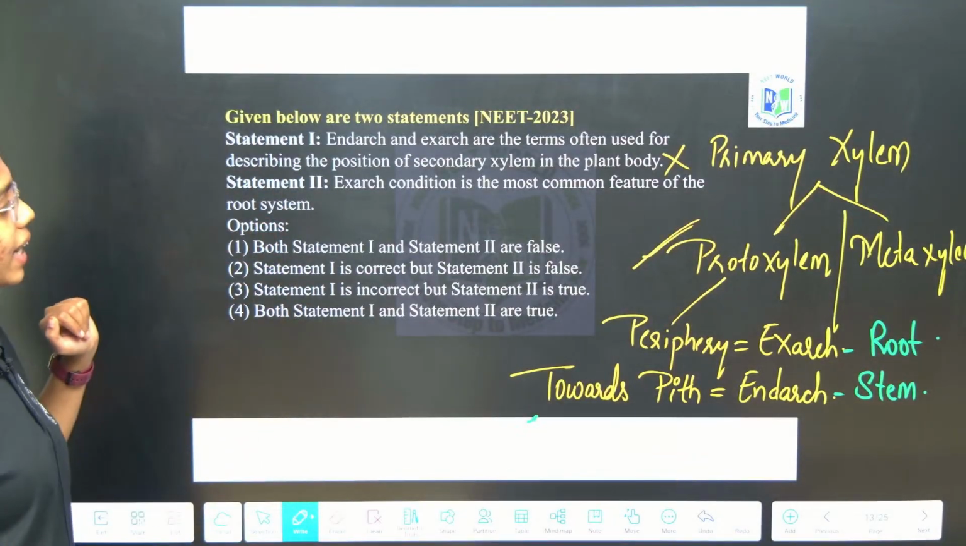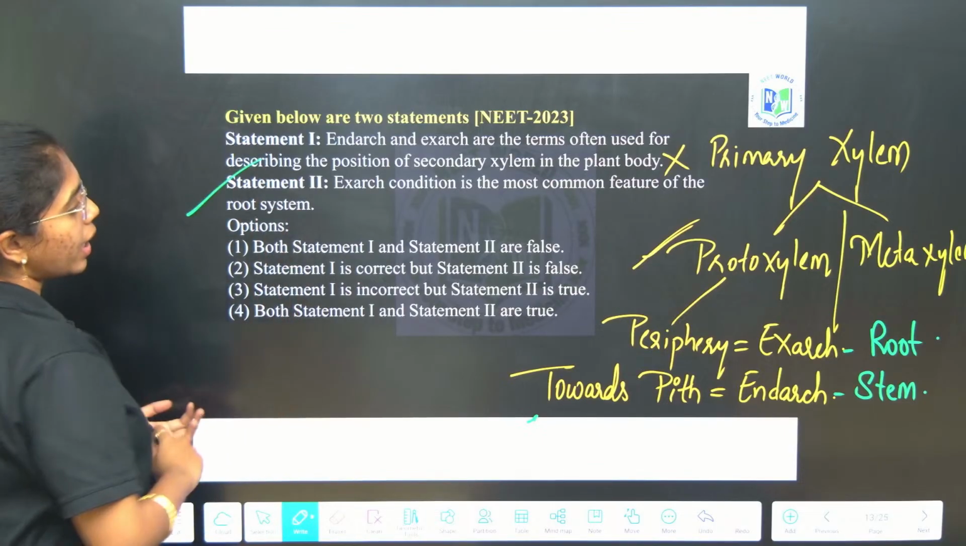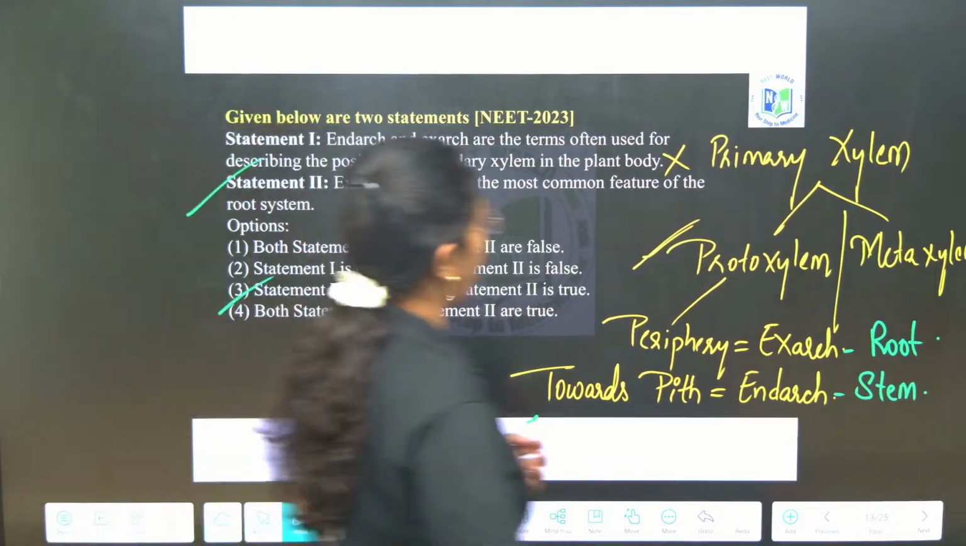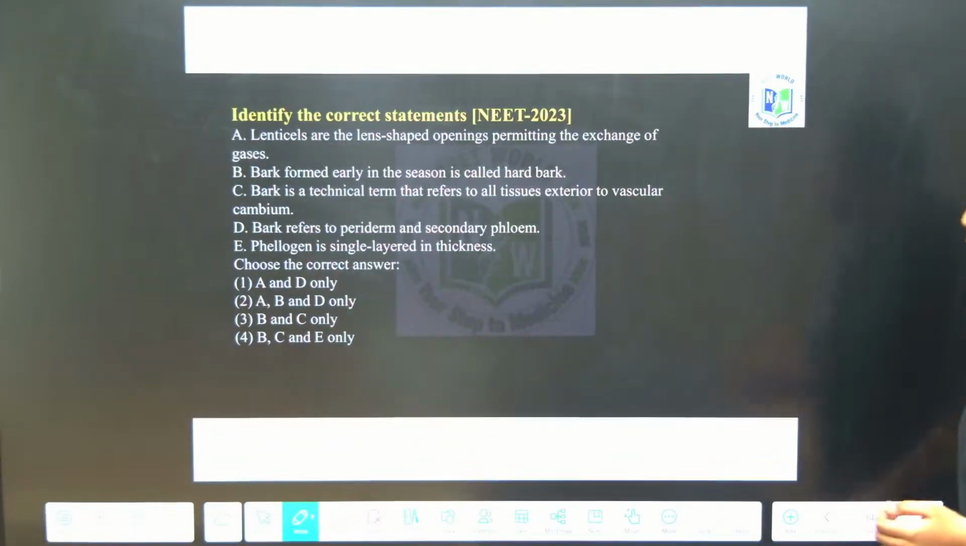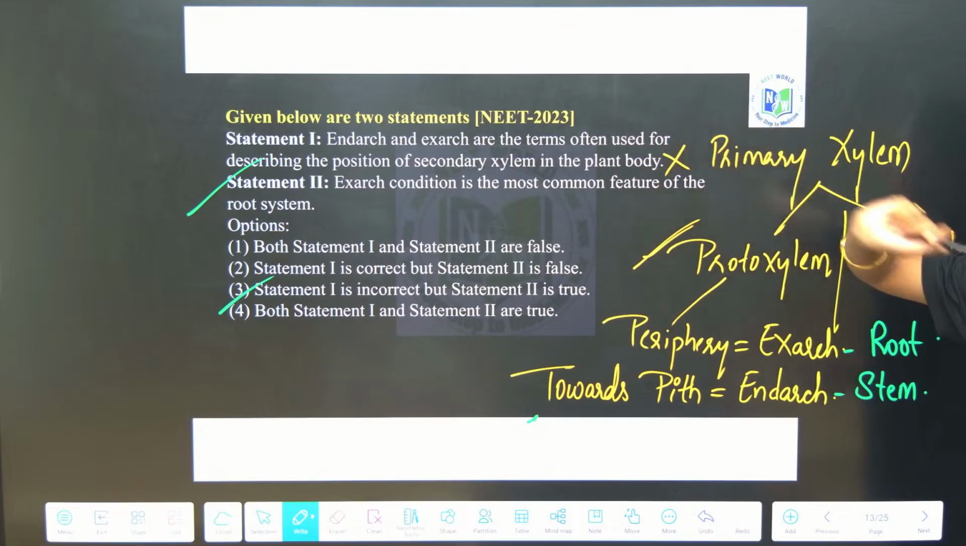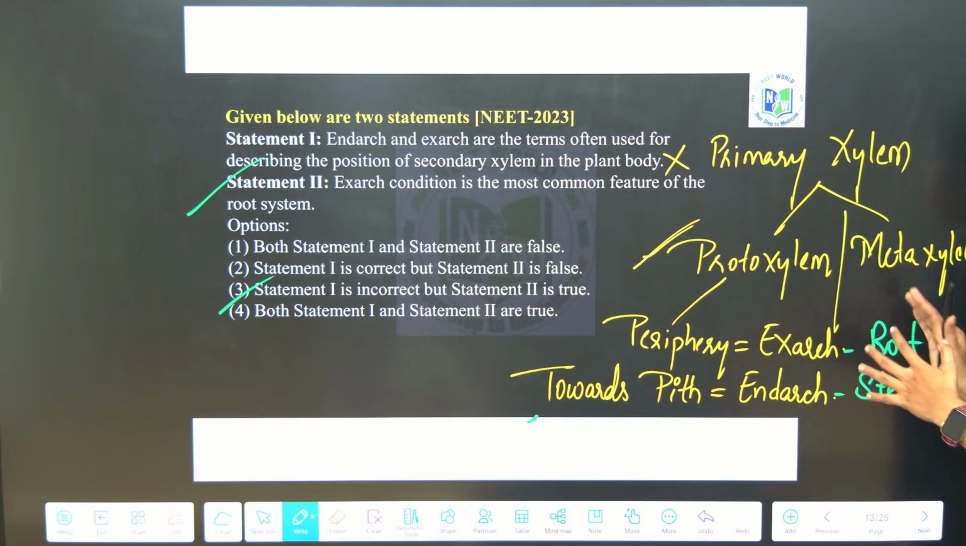Statement 2: exarch condition is the most common feature of the root system. So 1 is wrong and 2 is correct. Which is the right option? Good. Next. You can take a note of this if you want. Keep the heading NEET PYQ 2023 and write this down in brief. It will be good for your revision.